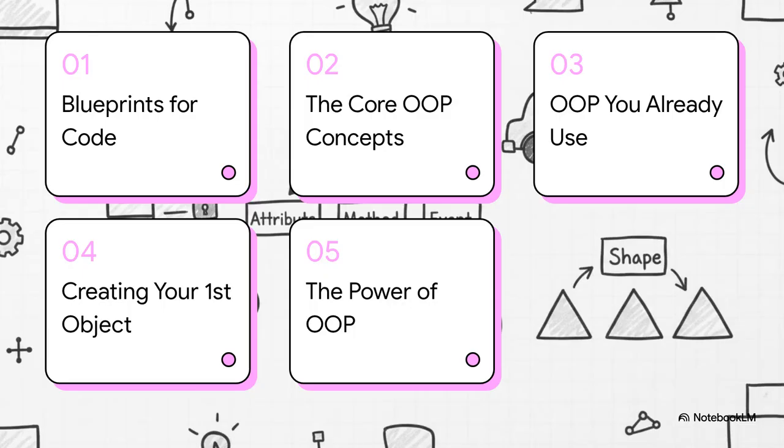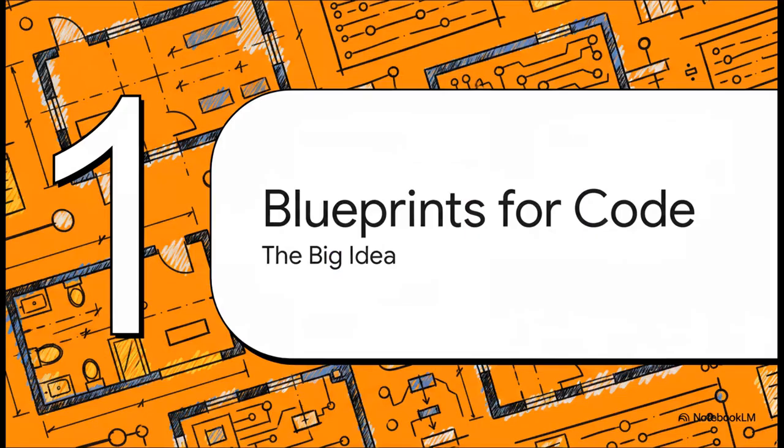So here's our game plan. First, we'll start with the big idea behind it all, using a really simple analogy. Then we'll get into the core lingo you need to know. After that comes the aha moment, where we connect all of this to the Delphi code you already know and write. Then we'll actually build our very first object from scratch, and finally we'll wrap up with why this entire approach is so incredibly powerful. Okay, let's jump into our first section.